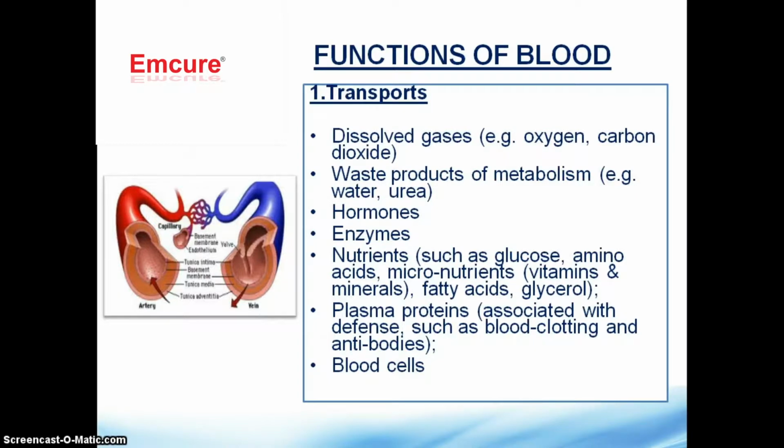What are the important functions of blood? Well, we all know that it helps in transportation. It transports dissolved gases like oxygen and carbon dioxide. It transports waste products of metabolism, for example water, urea, ammonia. Of course, hormones and enzymes. Then nutrients such as glucose, amino acids, micronutrients like vitamins, minerals, fatty acids, and glycerol. Plasma proteins associated with defense, such as blood clotting factors and antibodies, are also transported by blood.